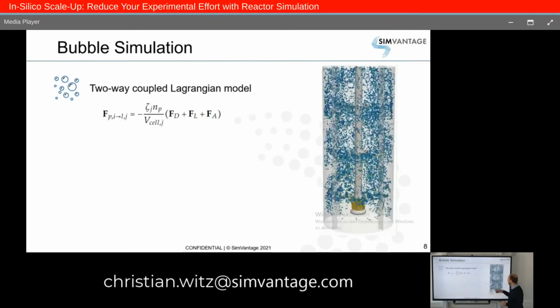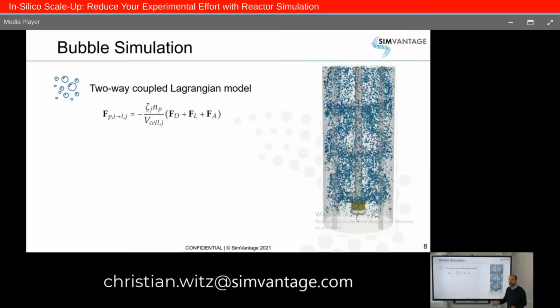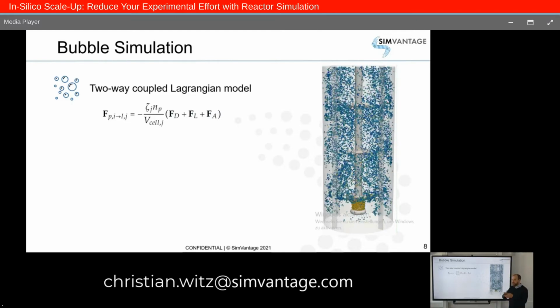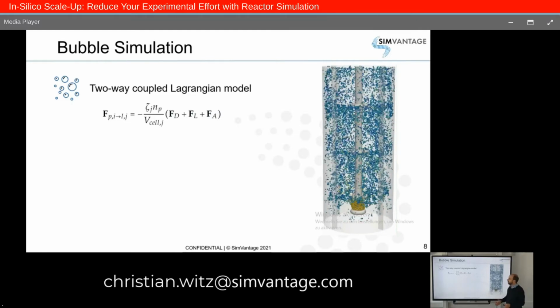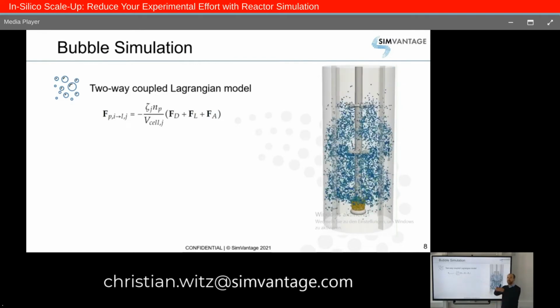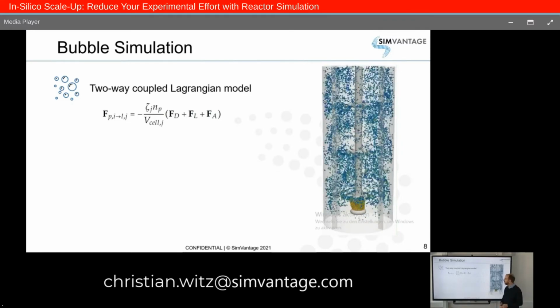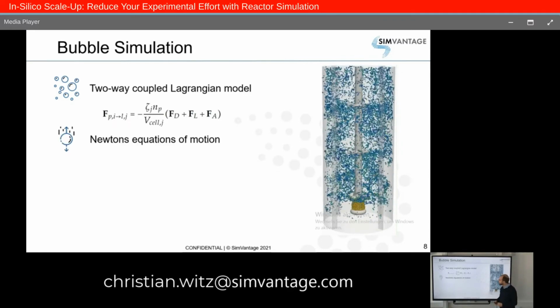This means if you don't have a stirrer in your reactor, if you have a bubble column, then you can simulate these fluid vortices which are forming because the bubbles take the fluid with them to the top, and the fluid has to come down at the walls of the reactor.